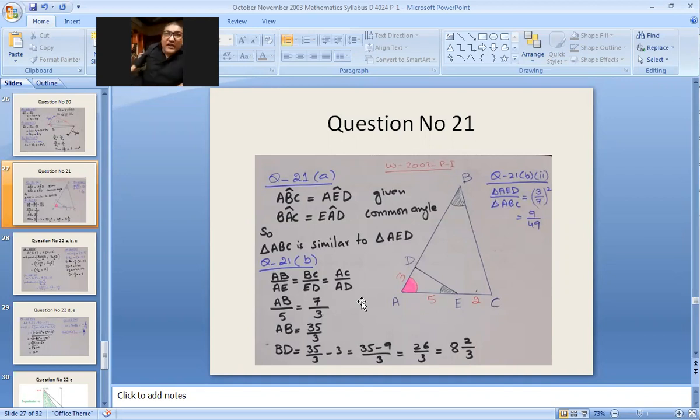So area 1 by area 2 is equal to L1 by L2 whole square. So that will be 3 divided by 7 whole square. That will be 9 by 49. So hopefully you have understood this question.